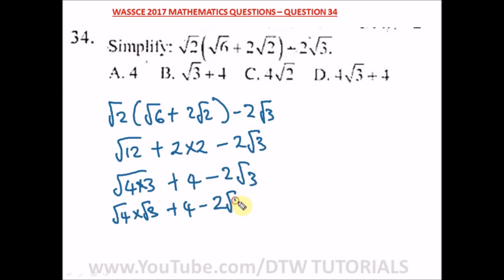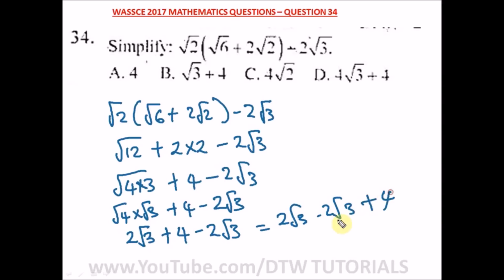I'm doing this so we could understand. So what's root 4? Root 4 is 2, and 2 times root 3 is 2 root 3, plus 4 minus 2 root 3. So from here we have root 3 and root 3, so we can solve this together. We have 2 root 3 minus 2 root 3 plus 4. 2 root 3 minus 2 root 3 will cancel out to 0, so we're left with 4. So our answer is 4, and our right option is option A.